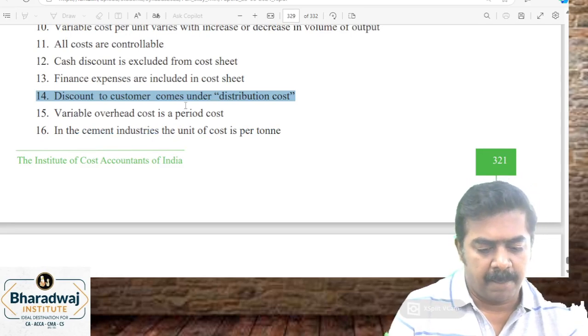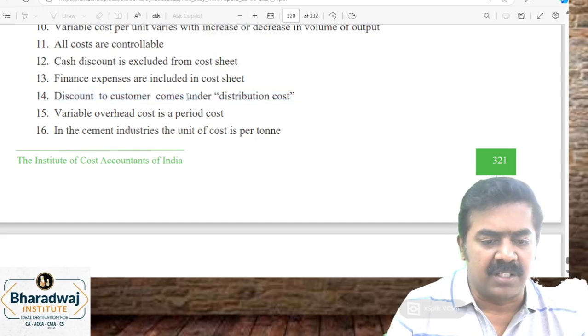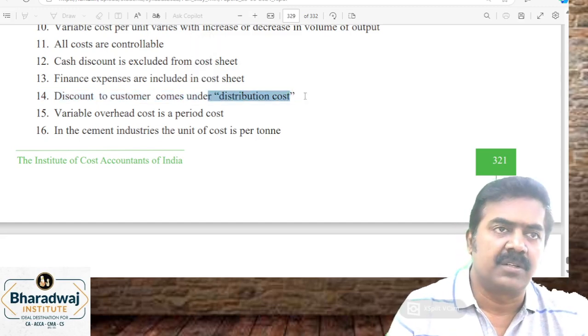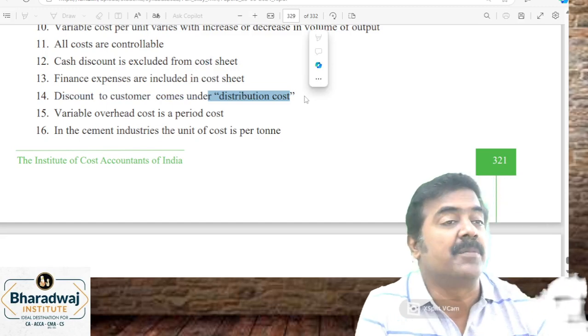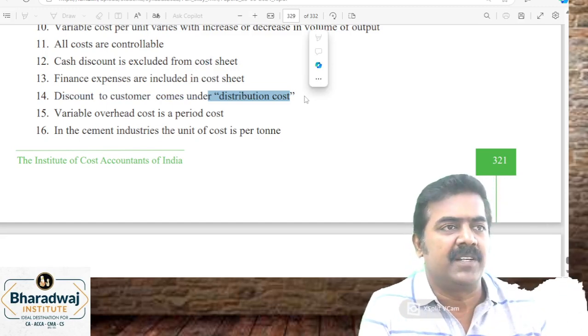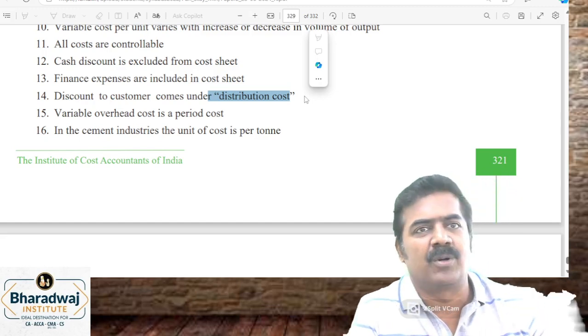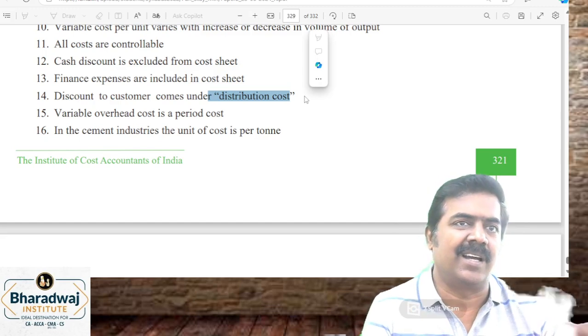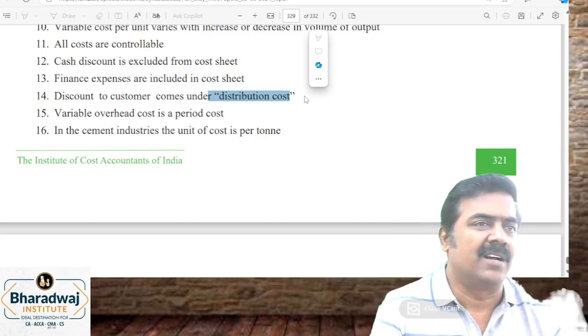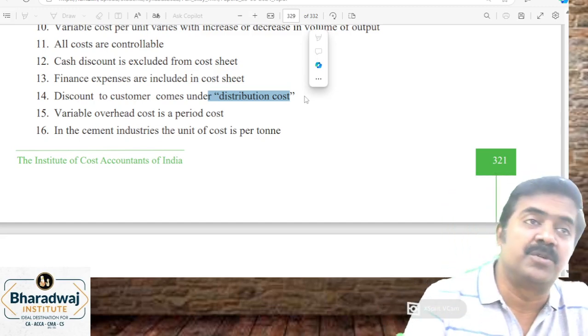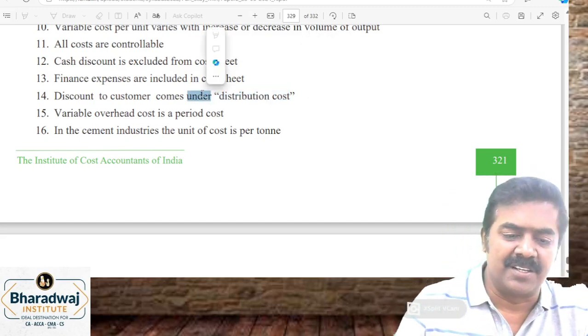14th paragraph. Discount to customer comes under distribution cost. No. What do you mean by distribution? From my place, the goods should move to the customer's place. It may be godown, drain, delivery charges, carriage outwards. Those are distribution costs. Discount allowed is not a distribution cost. False.